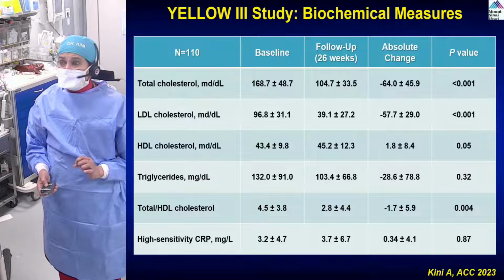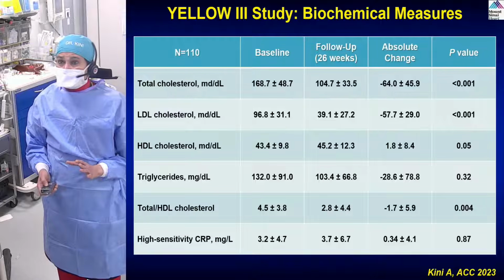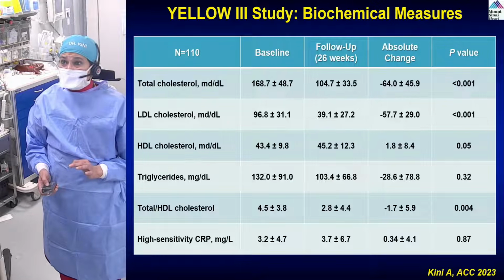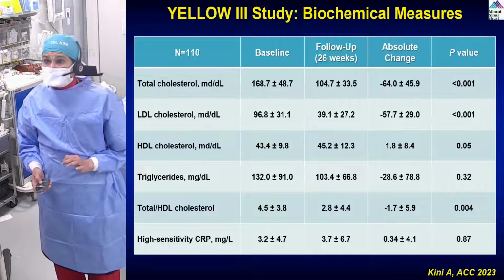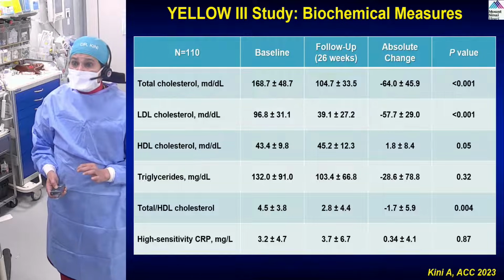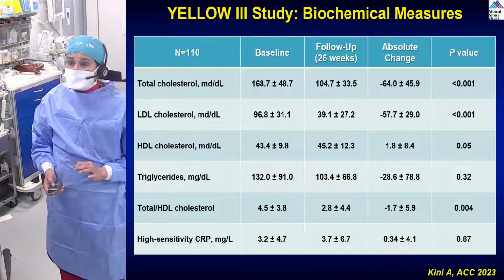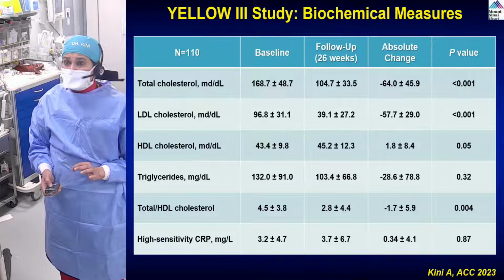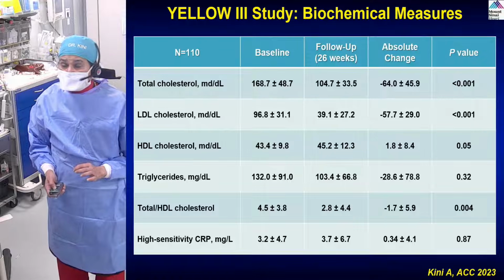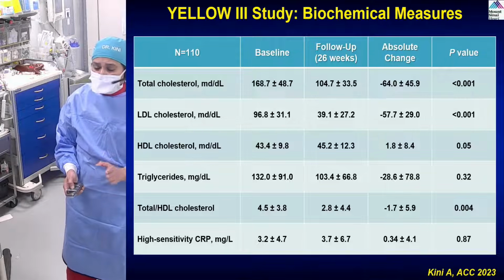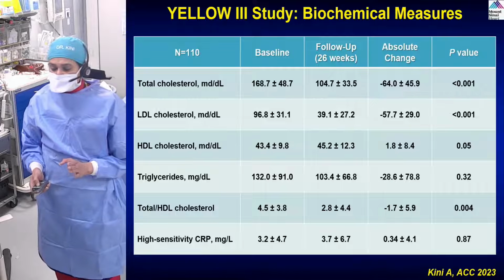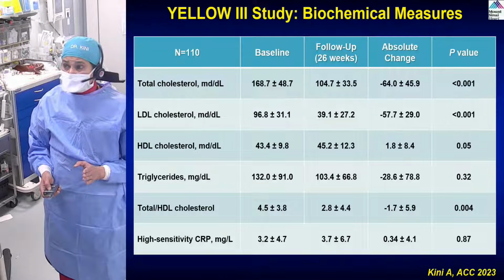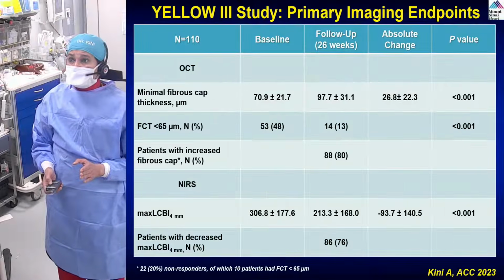For the biochemical measures, total cholesterol decreased, and LDL went from 96.8 down to 39, a decrease of 57 points. Similarly, HDL showed some improvement, not a lot. hsCRP was no different, and triglycerides showed no difference in these patients. We know that hsCRP difference is usually seen on statin therapy only, but PCSK9 has no effect on CRP.